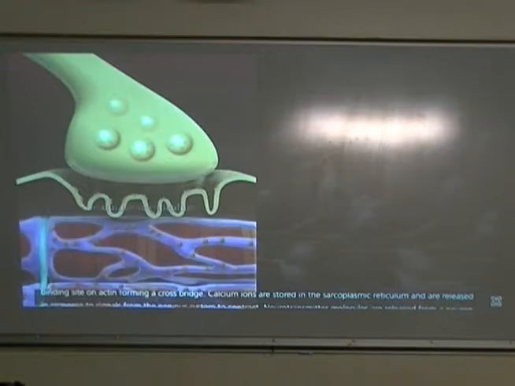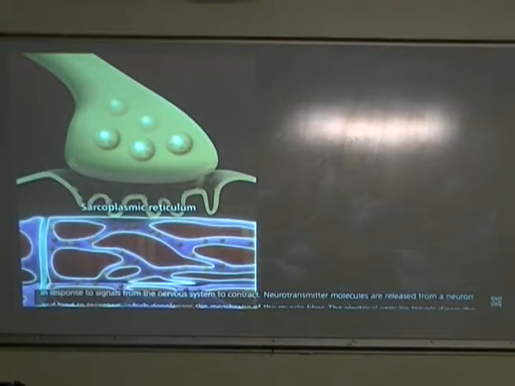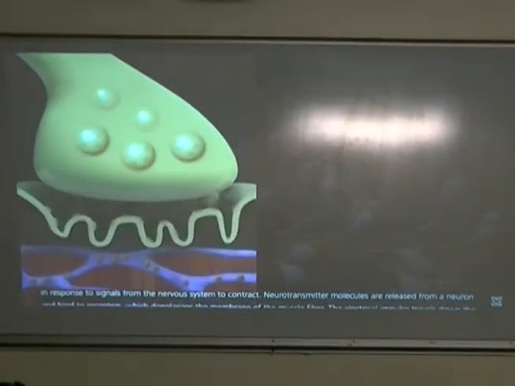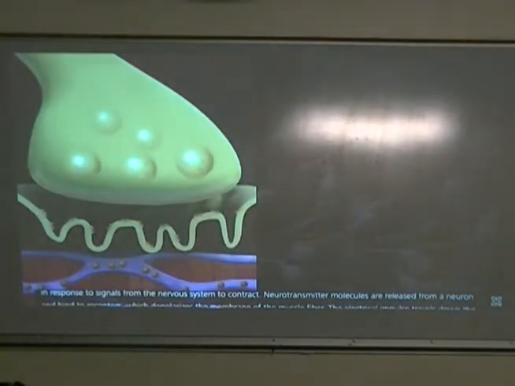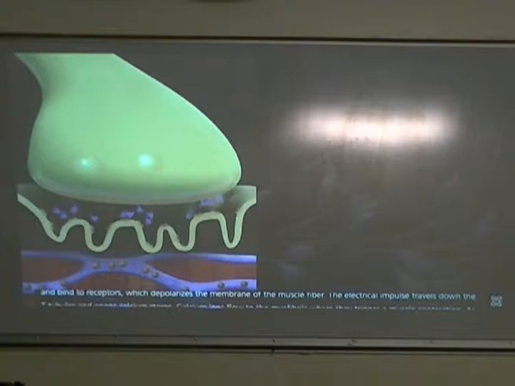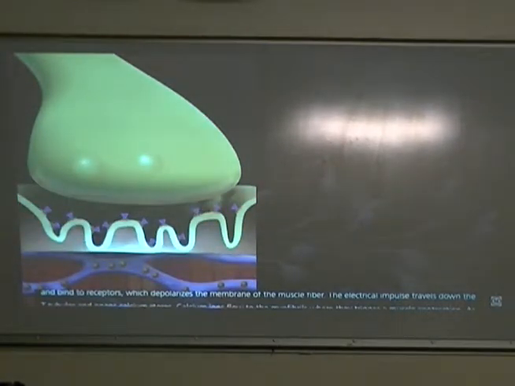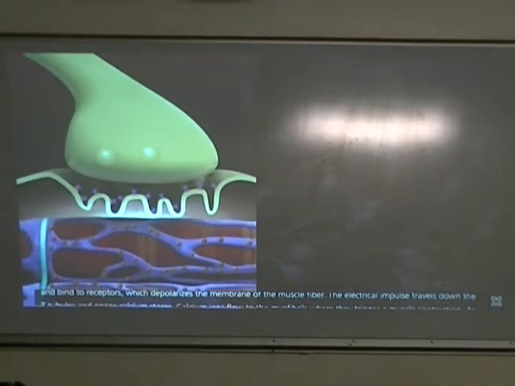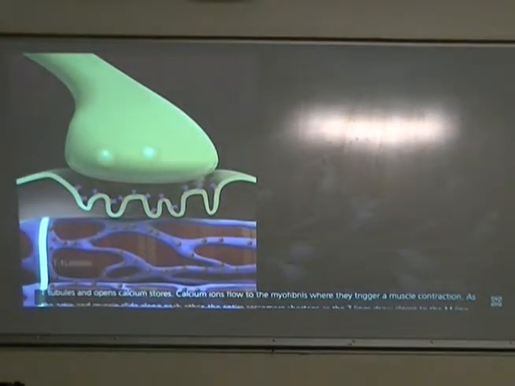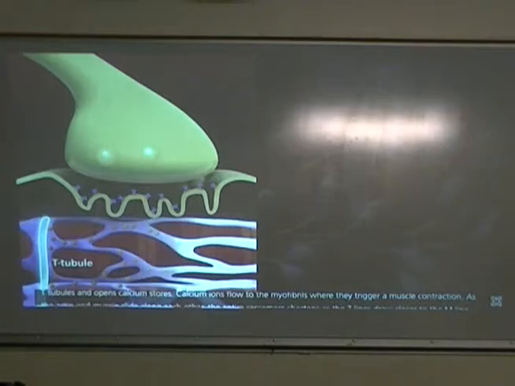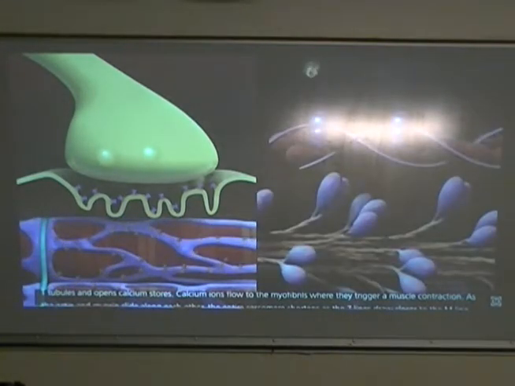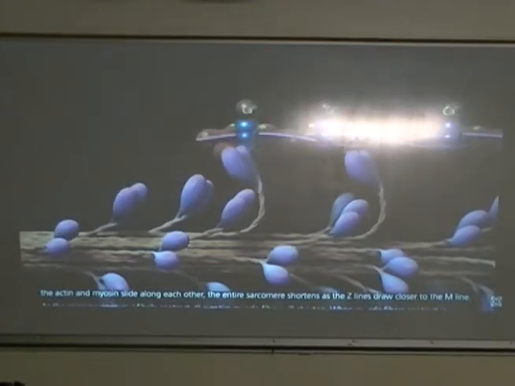Calcium ions are stored in the sarcoplasmic reticulum and are released in response to signals from the nervous system to contract. Neurotransmitter molecules are released from a neuron and bind to receptors, which depolarizes the membrane of the muscle fiber. Don't worry too much about that detail, because that's the next chapter. The electrical impulse travels down the T-tubules and opens calcium stores. Calcium ions flow to the myofibrils, where they trigger a muscle contraction.